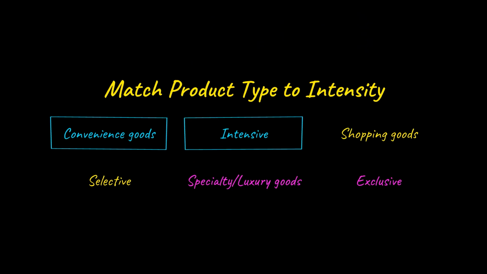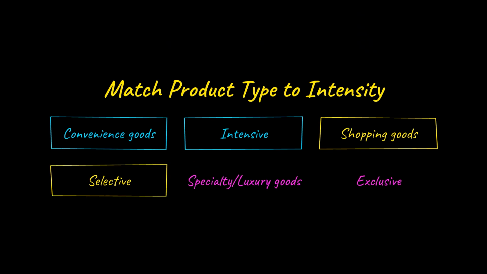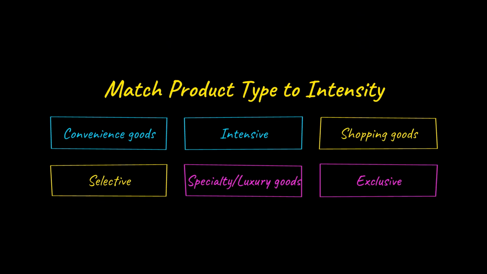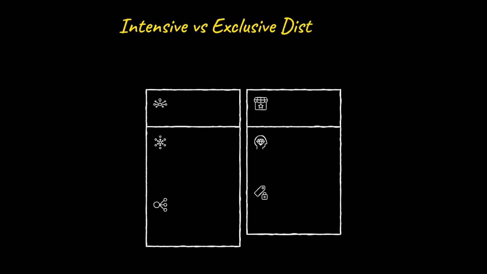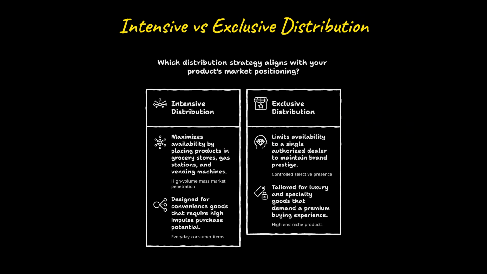Convenience goods like snacks and soft drinks call for intensive coverage. Shopping goods like appliances call for selective coverage. Specialty and luxury goods demand exclusive coverage to protect scarcity and brand image. Spreading a luxury product across every outlet would erode the very exclusivity that gives it value.